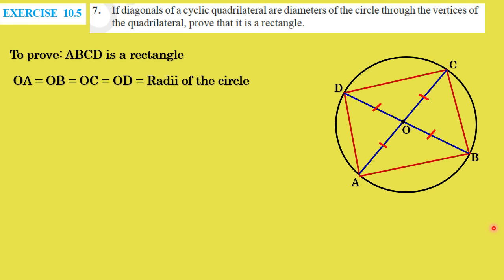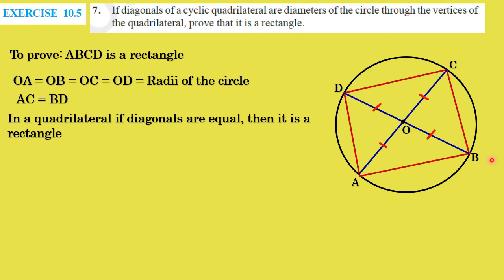Here, OA, OB, OC, OD are all radii of the circle. They are all equal. So when they are all equal, AC and BD are also equal. Otherwise also it is equal because they are the diameters of the circle. So they are equal. So when the diagonals of a quadrilateral are equal, then we can call it a rectangle.